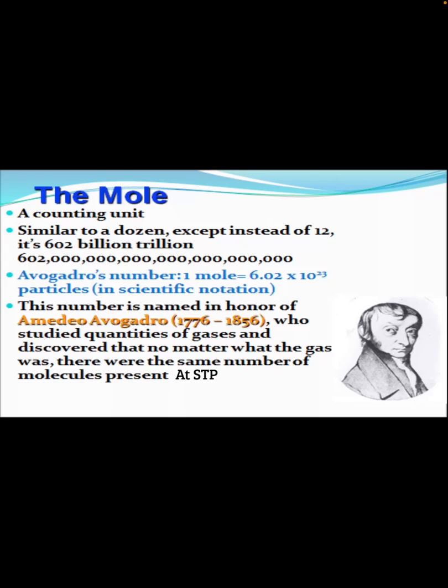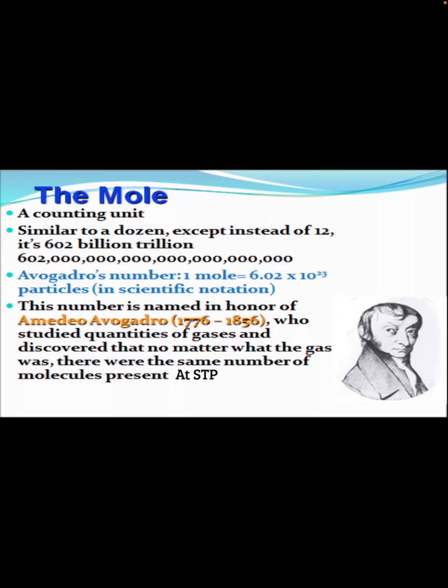It's kind of like how we say a dozen is 12 of something. A mole is 602 billion trillion of something. This is also called Avogadro's number, that huge number, 602 billion trillion. We can also write that as 6.02 times 10 to the 23rd. So that number is what is called a mole, or Avogadro's number.